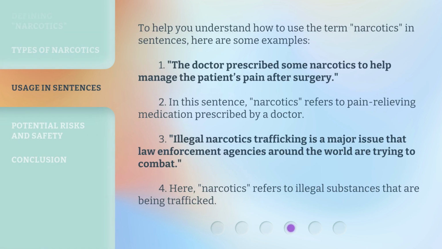To help you understand how to use the term narcotics in sentences, here are some examples. 1. The doctor prescribed some narcotics to help manage the patient's pain after surgery. 2. In this sentence, narcotics refers to pain-relieving medication prescribed by a doctor. 3. Illegal narcotics trafficking is a major issue that law enforcement agencies around the world are trying to combat. 4. Here, narcotics refers to illegal substances that are being trafficked.